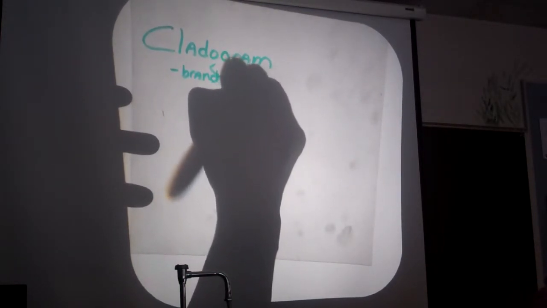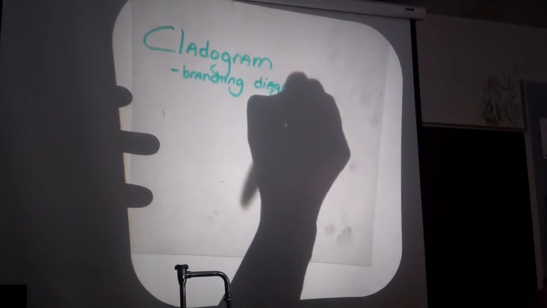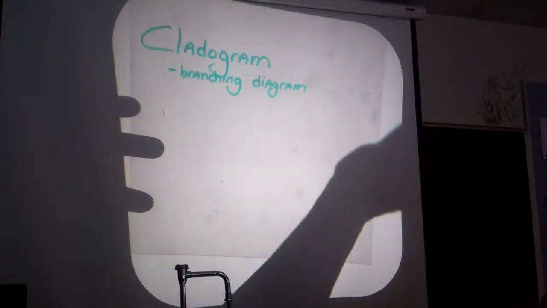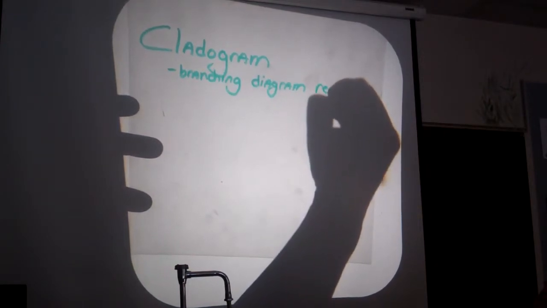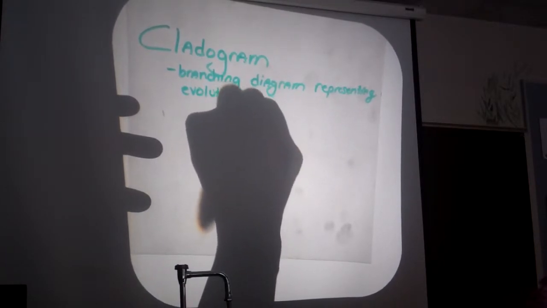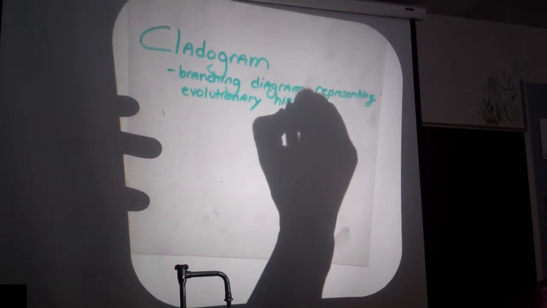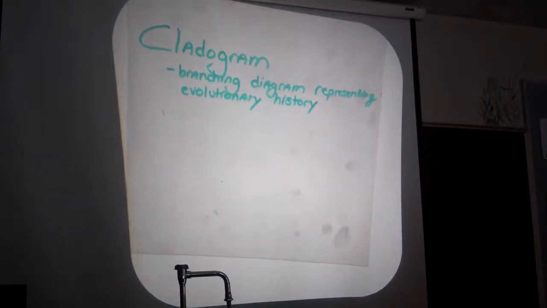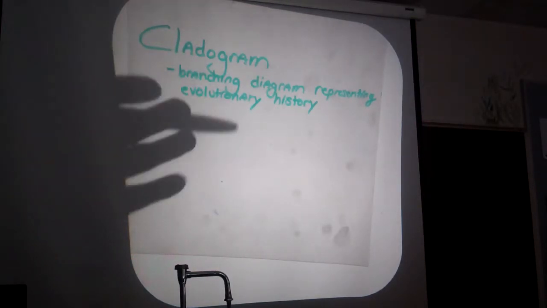A cladogram is a branching diagram. So it almost looks like a tree's branches, representing evolutionary history. In other words, if you're going to group organisms by their evolutionary history, remember phylogeny is that big word, you better make a good, easy model for me to look at. And that's exactly what cladograms are. And I want you guys to be able to look at these cladograms. Let me show you what one looks like.